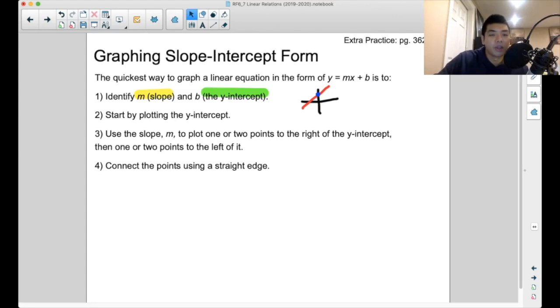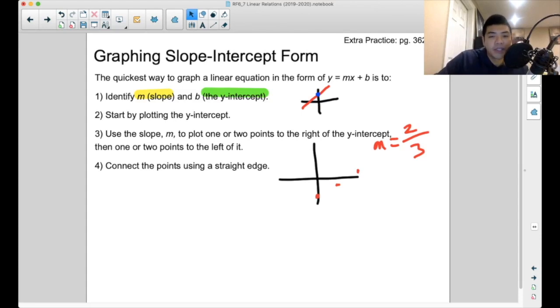And then after that, we're going to use the slope to plot one or two points to the right of the y-intercept, and then one or two points to the left. So what that's essentially going to look like is, if I have an example here, I'm going to plot my imaginary y-intercept. Let's say we're starting down here, and we know that your slope is 2 over 3. Essentially what I want to do is go up 2 units and then 1, 2, 3 to the right. So I'd have another point maybe somewhere over here. I'm going to go up another 2, 1, 2, and then 1, 2, 3 to the right. So I'd end up with something like that.